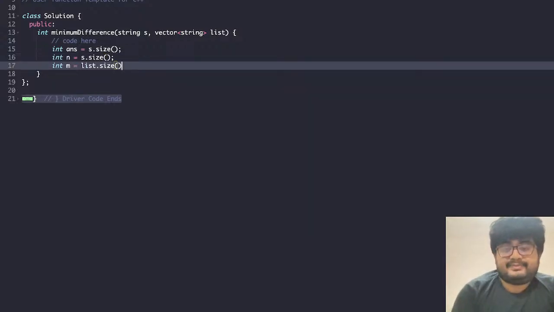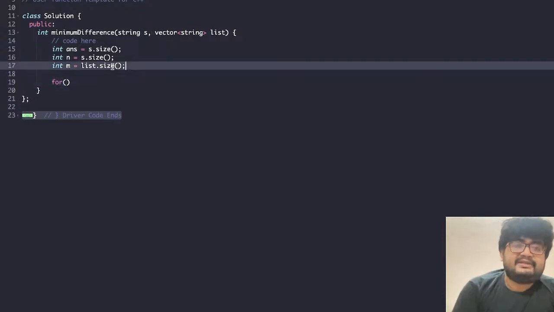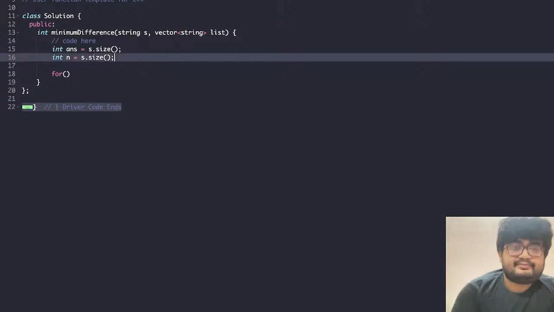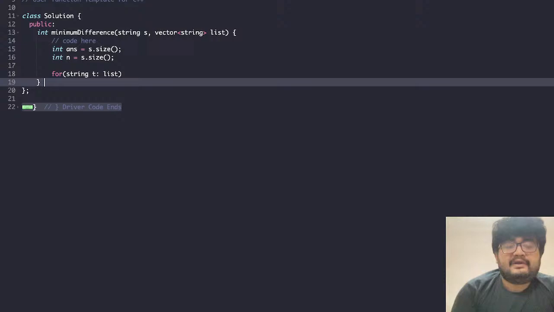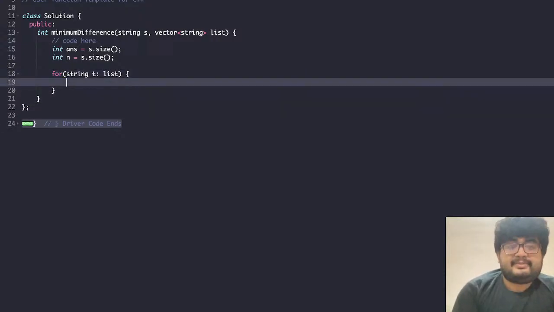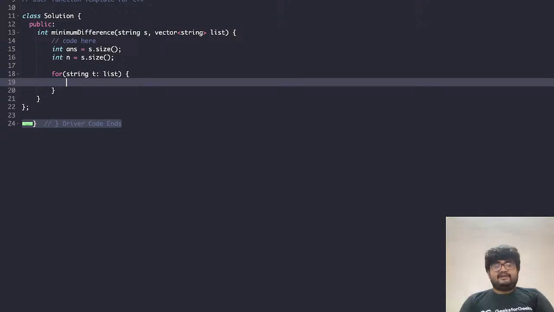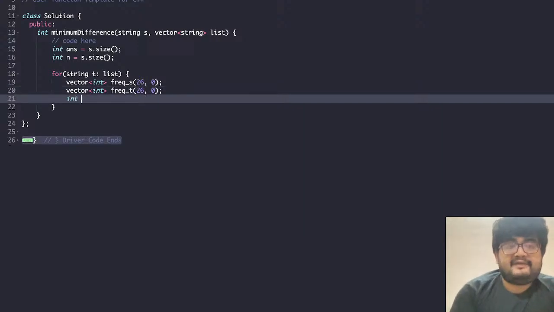List dot size. Actually, we do not need this anyway. For each string t belonging to the list, we'll go through all the elements of the list one by one. First of all, we'll generate the frequency, array of size 26, and here we'll take m equals t dot size.